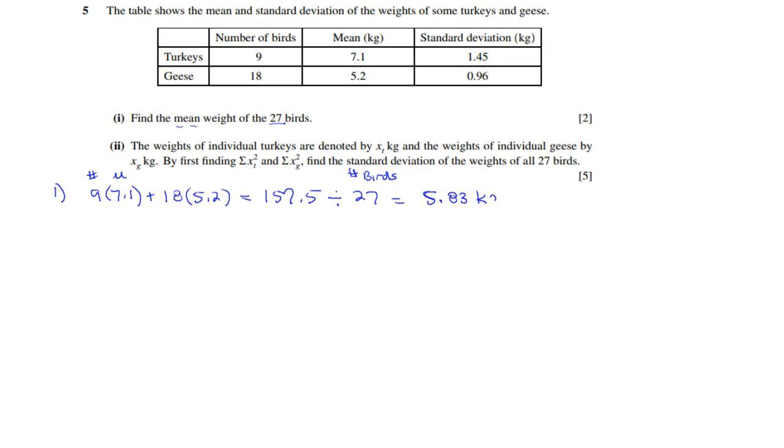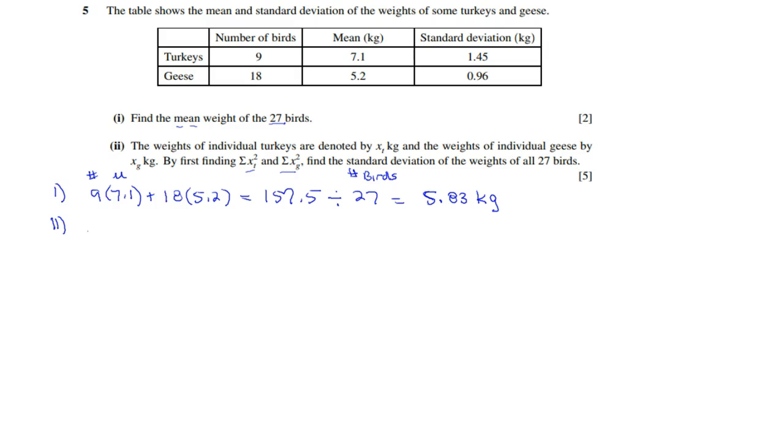So in the second one, this one's a little cryptic. They want us to use the weights of individual turkeys, and they want us to call it x sub t, and the geese x sub g. And then we're going to find the x squares. So we need to find the standard deviation of all 27 birds.